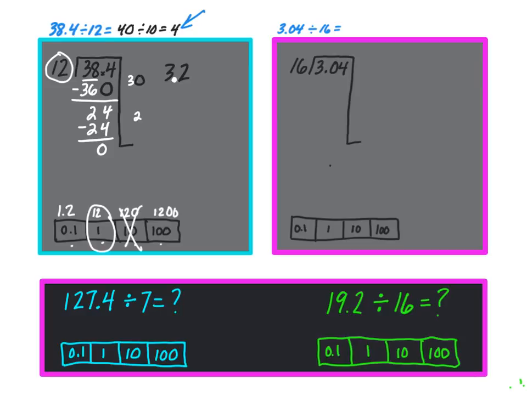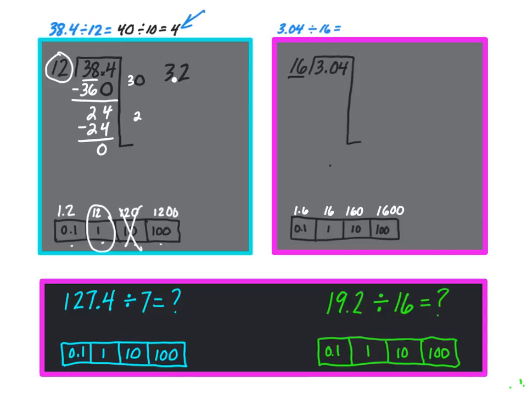Now let's take a look at our next question here. 3,400 divided by 16. On this one, I'm going to start down here with our magnitude estimate. So we're going to take our 16, our divisor, and multiply it by each of these numbers for our magnitude estimate. So 16 times 1/10 is 1 6/10. 16 times 1 is 16. 16 times 10 is 160. And 16 times 100 is 1,600.